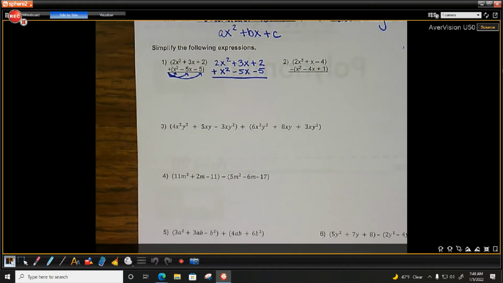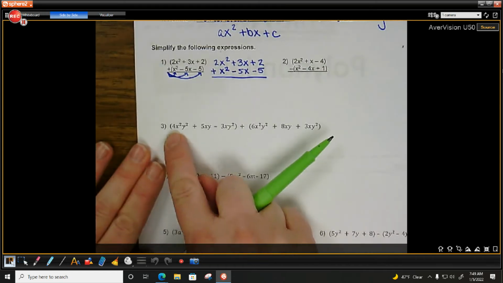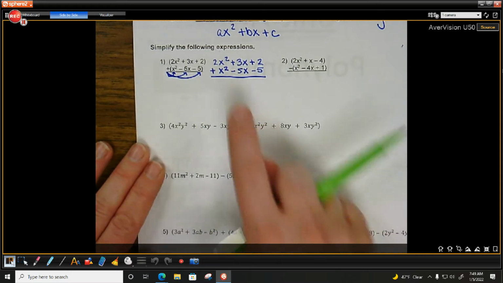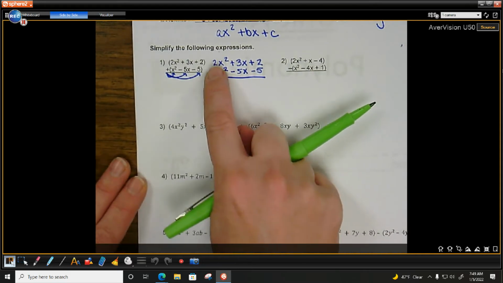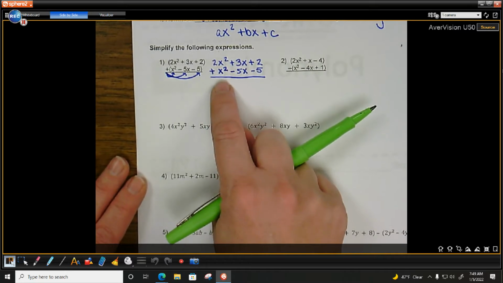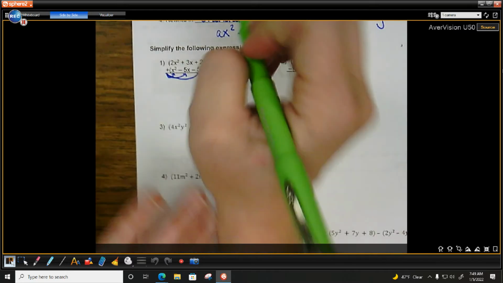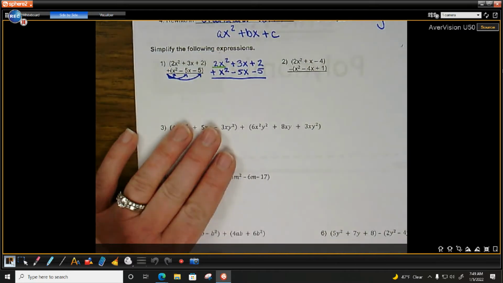Now, sometimes you're going to see it like this, where your polynomials are stacked on top of each other. Sometimes you're going to see it like this when it's like in a row. When they're stacked on top of each other, I like it because my like terms are normally already going to be stacked for me. Okay? So I have 2x squared. Do I have another x squared term?